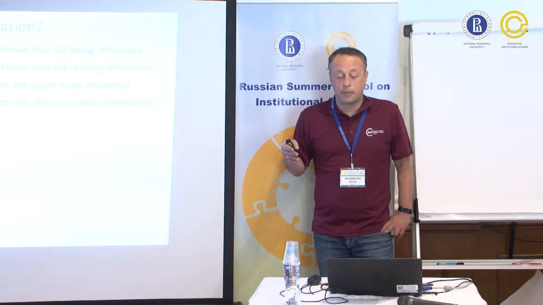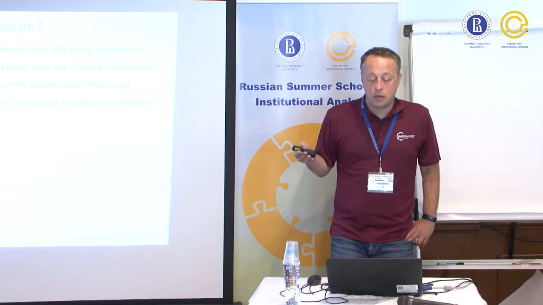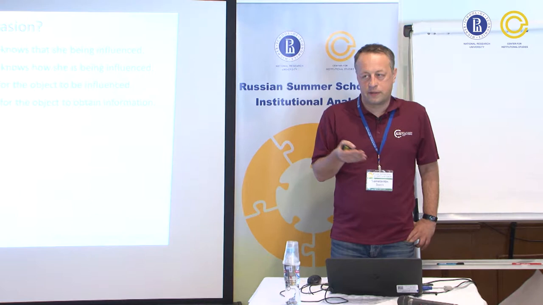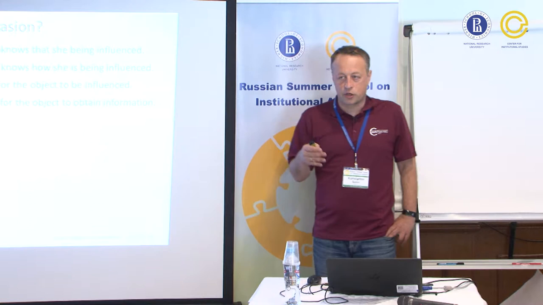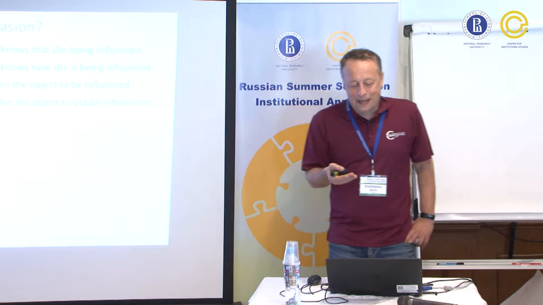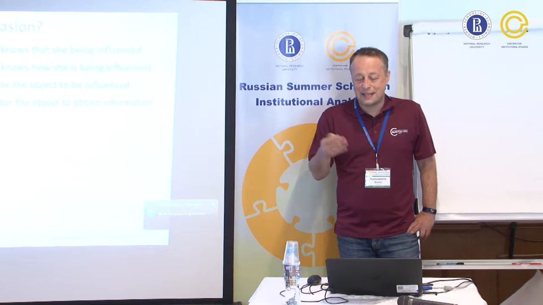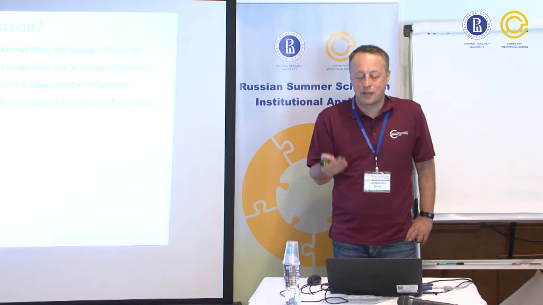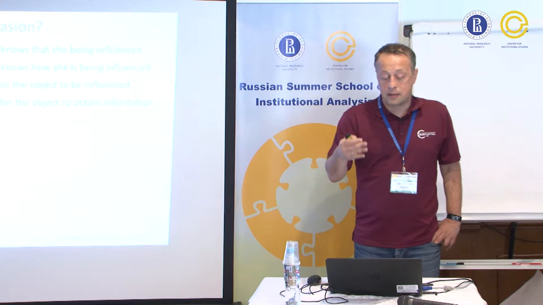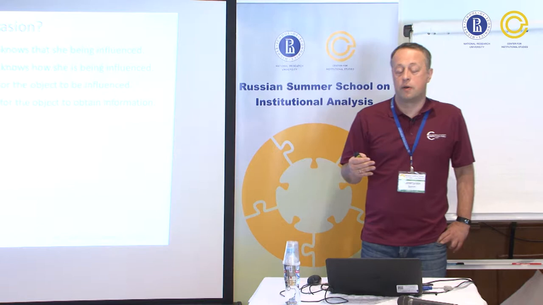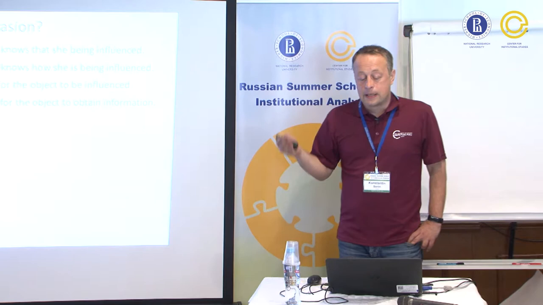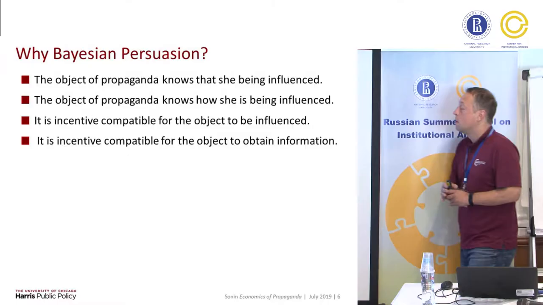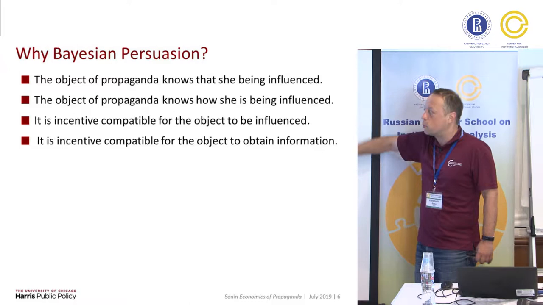For example, when you watch television and you see an advertisement, everyone knows that this is an advertisement. Everyone knows that the advertisement is paid for by the manufacturer of the good, so nobody is confused about whether this is an advertisement or not. And still, this works. So it's not working because you are being cheated about something. It's working despite the fact that you know that the incentives of the producer of the advertisement are different from yours. So these are two important features which should be a part of any formal model of propaganda.